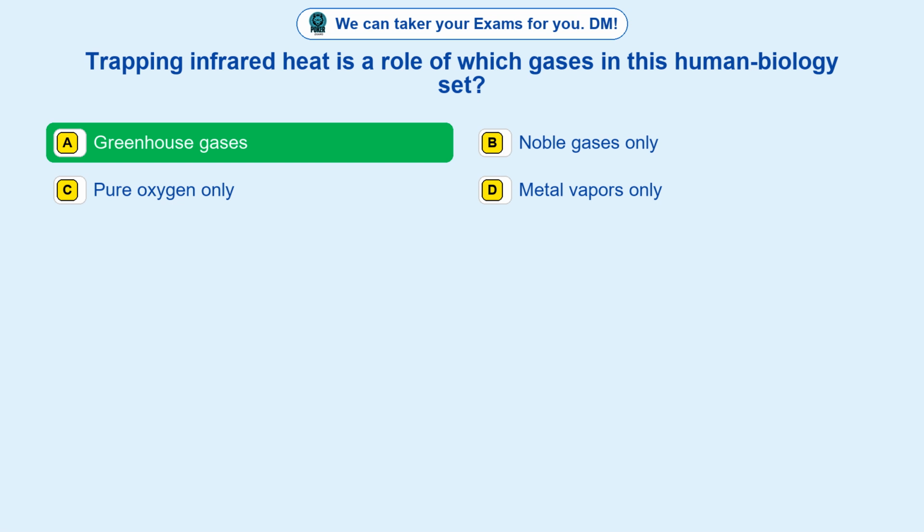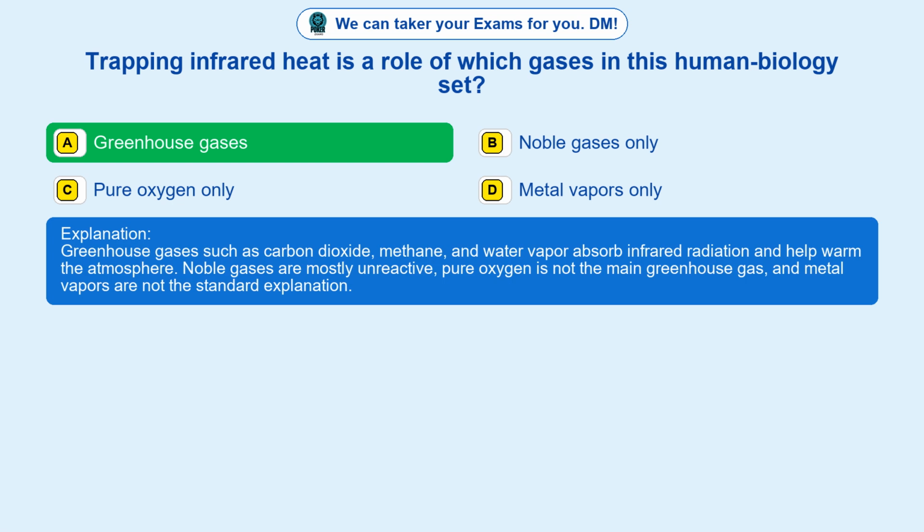Greenhouse gases. Greenhouse gases such as carbon dioxide, methane, and water vapor absorb infrared radiation and help warm the atmosphere. Noble gases are mostly unreactive, pure oxygen is not the main greenhouse gas, and metal vapors are not the standard explanation.